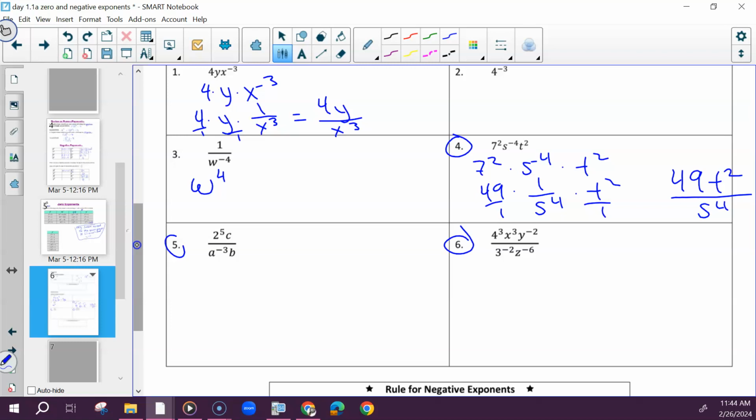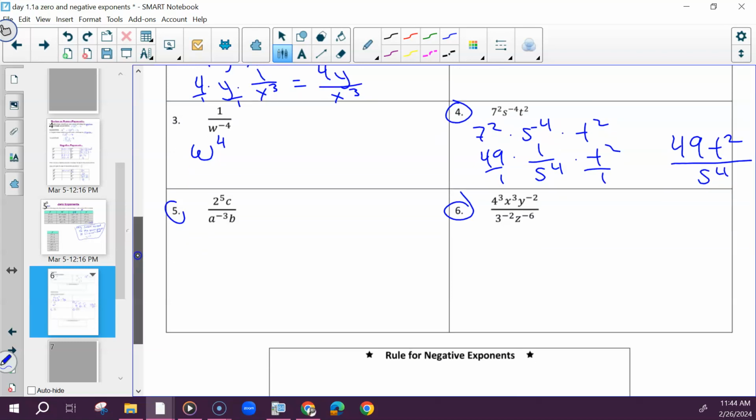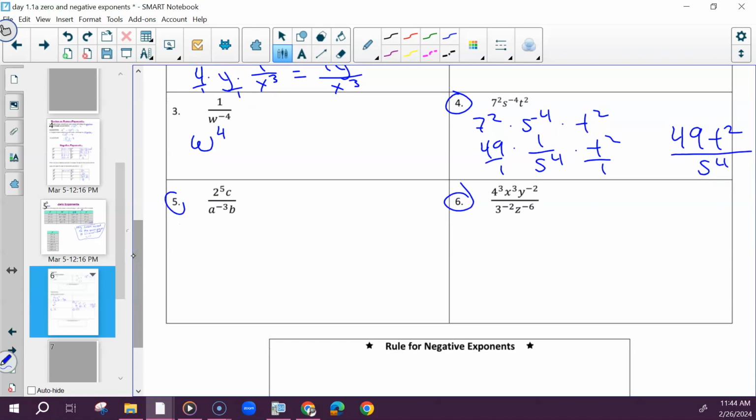Why is it 49 t squared and not 49 s? So the s is in the denominator, and we're multiplying directly straight across. Alright, number 5. Really nothing in the numerator gets changed, but something in the denominator would. This is going to come up, basically wherever it is, just flip them. So this is going to come up, the b is going to stay down there. But we can simplify 2 to the 5th.